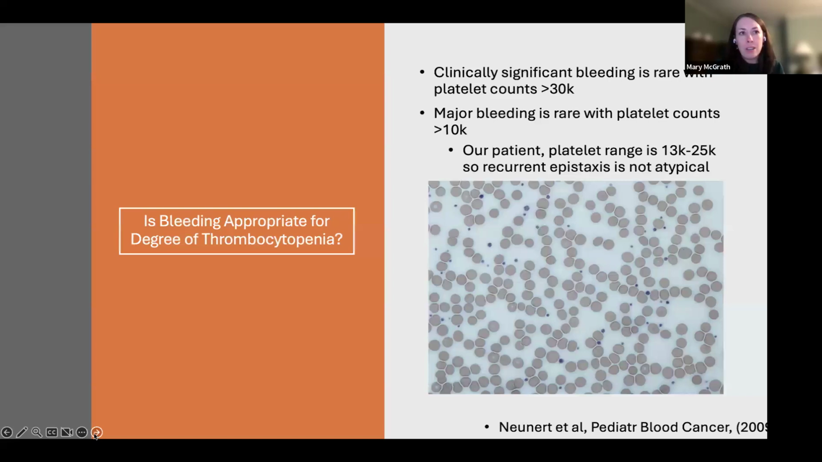So, one important question I think to always ask is if the degree of bleeding is appropriate for the degree of thrombocytopenia. And I think we have to keep in mind that clinically significant bleeding is rare with platelet counts above 30,000. And additionally, major bleeding is pretty rare with platelet counts above 10,000. Again, thinking about our patient, her platelet count has ranged from 13 to 25,000 since presentation. And apart from the epistaxis, she's not really experiencing other bleeding symptoms. So I don't think her bleeding pattern is necessarily all that atypical.